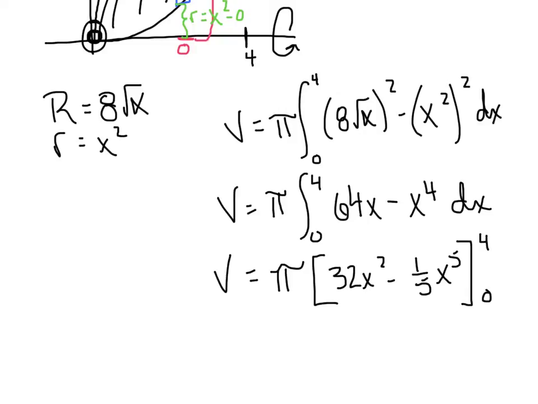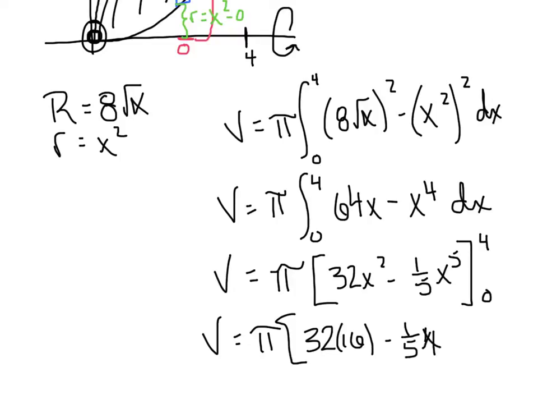And I tell you what, you plug in that 4, and that's going to be 32 times 16, whatever that happens to be, minus 1/5 of 4 raised to the 5th power. And then you're going to subtract a bunch of zeros, and numerically, whatever that turns out to be is the volume of your new three-dimensional shape.